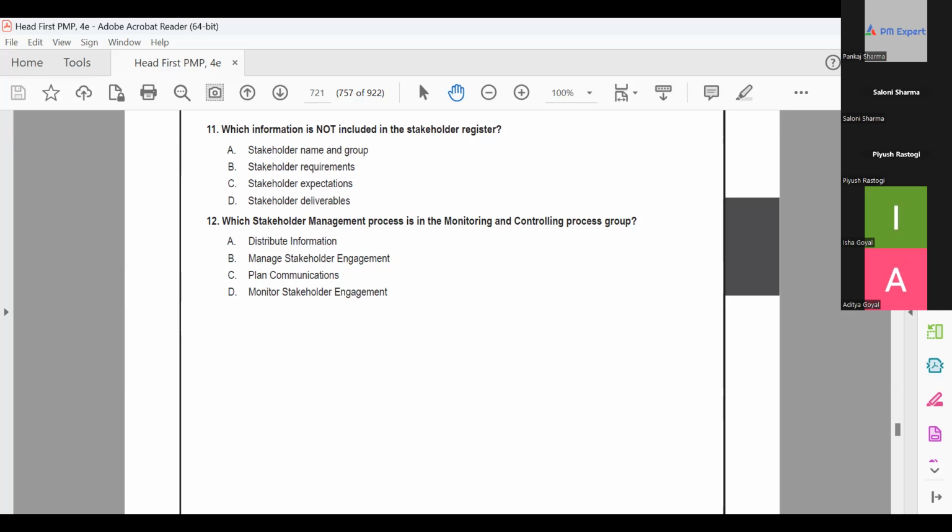Now, see, this communication is more about how to communicate, right? How to communicate, who should communicate, what to whom, and at what frequency.